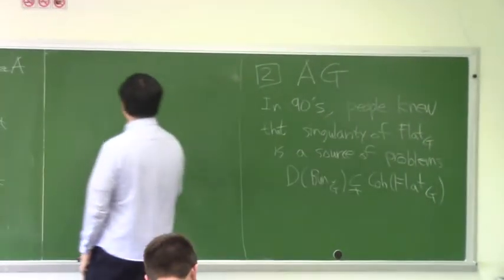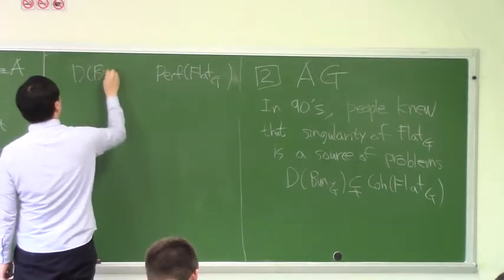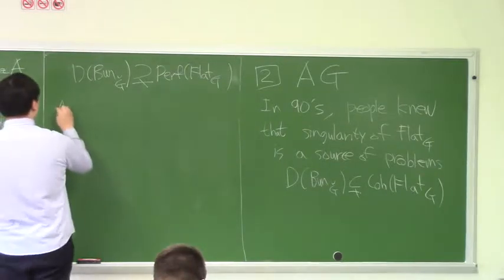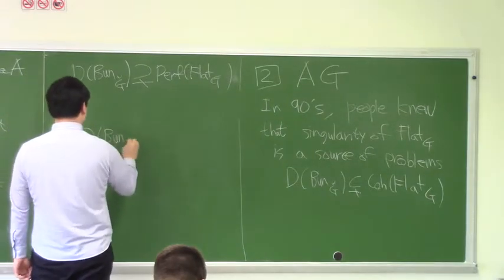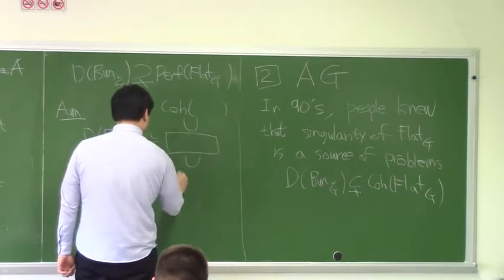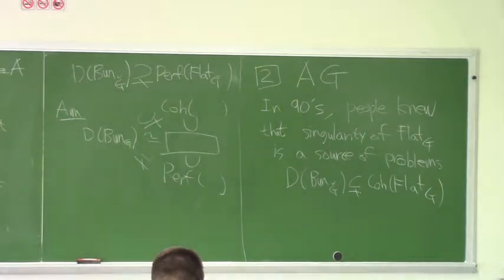So then, of course, the next try is trying to compare these two. But again, it turns out life is not so easy, and this time it's strictly bigger on the left-hand side. So, of course, the aim should be to try to find something here which is sitting inside of coh but containing perf, given the situation. That's the natural aim. Right?